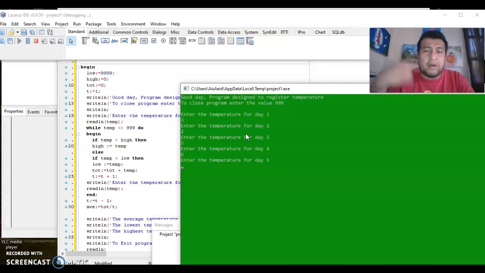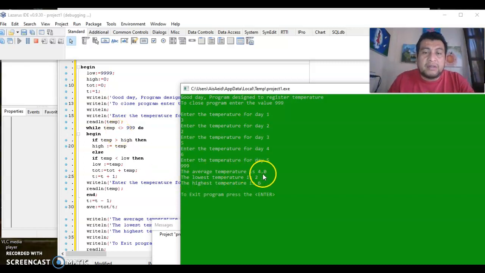Just remember that this could have continued. I want to terminate it. To disobey the rule and make it terminate, I must enter the opposite of what I put. Once it is equals, it will terminate. 999, and look what happens. When I press enter, the average temperature is 4.0, degrees Celsius, degrees Fahrenheit, that can be modified. Look at it: 3 plus 2 plus 5 plus 6. This gives me 16. Divide by 4, it gives me 4. The lowest is 2, the highest is 6.